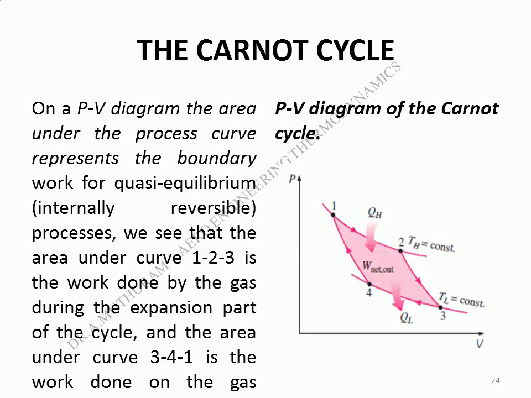On a PV diagram, the area under the process curve represents the boundary work for quasi-equilibrium processes. We see that the area under curve 1-2-3 is the work done by the gas during the expansion part of the cycle, and the area under curve 3-4-1 is the work done on the gas during the compression part of the cycle. The area enclosed by the path of the cycle, area 1-2-3-4-1, is the difference between these two and represents the net work done during the cycle.